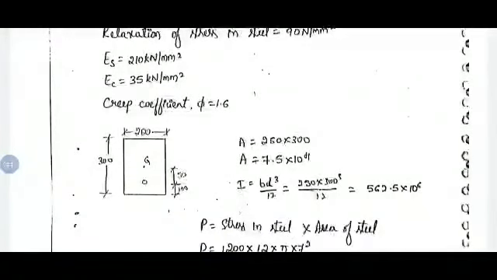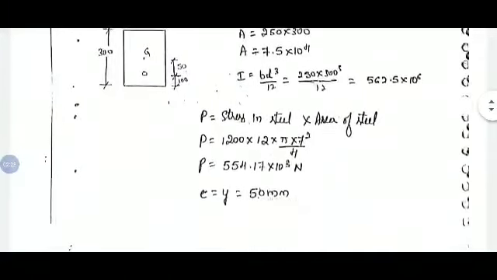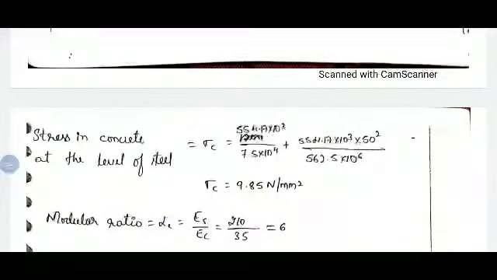Area of cross section, moment of inertia, and pre-stressing force, which is stress in steel into area of steel. Stress in steel is 1200, and area is the area of 7 mm diameter wires of 12 numbers. Then eccentricity: since it is a straight tendon, both e and y will be the same. Substitute in the formula P by A plus M by I into y, we will get the sigma c value.